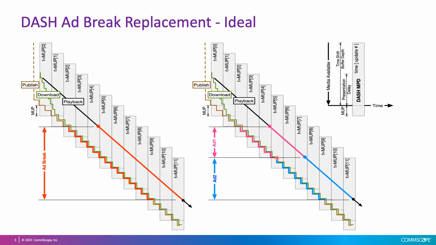And then it transitions to the ad 2, and it trickles out the ad 2 segments here in blue, and then it returns back to the program content here again in brown. The key up here on the right just gives us kind of the anatomy of the MPD.